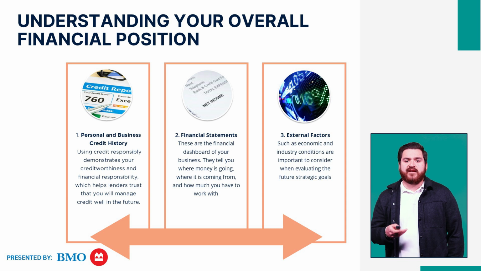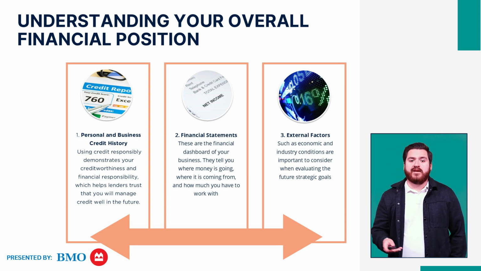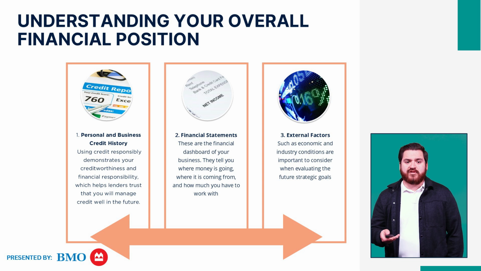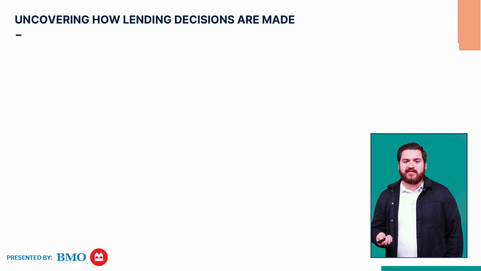Lastly, you want to consider the external factors that may be impacting your business. The current state of the economy, industry-specific conditions, and policy changes could affect your business in negative or positive ways. When you are evaluating your future strategic goals, it is important to keep in mind how these external factors will interact with your business. Uncovering how lending decisions are made.